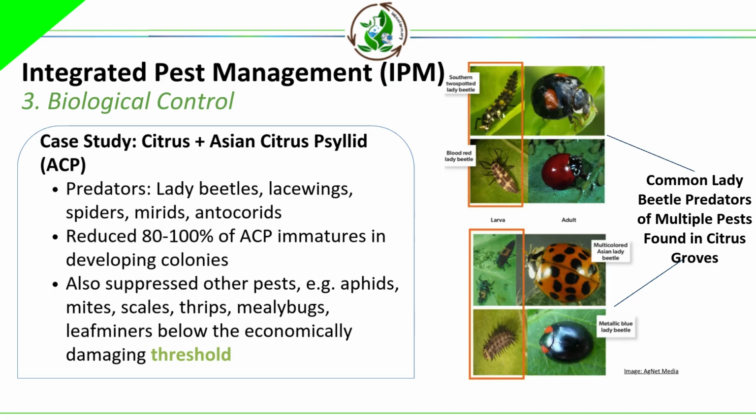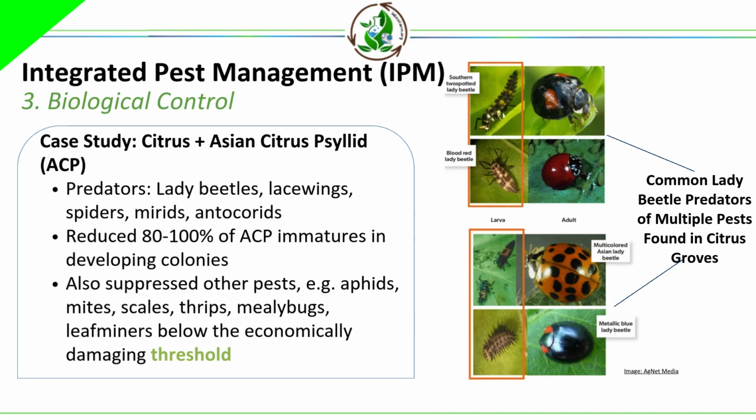In citrus groves, predators like lady beetles, lacewings, spiders, and mirids can reduce Asian citrus psyllid, or ACP, populations by 80 to 100% in developing colonies. ACP is a pest that causes significant damage and loss in citrus plants. These predators also help control other pests like aphids and mites. By relying on natural enemies, farmers can keep pest levels below economic thresholds without frequent chemical sprays.